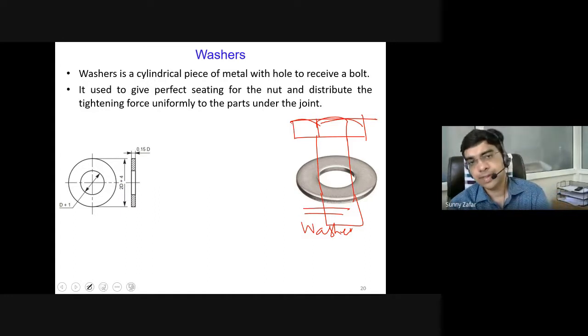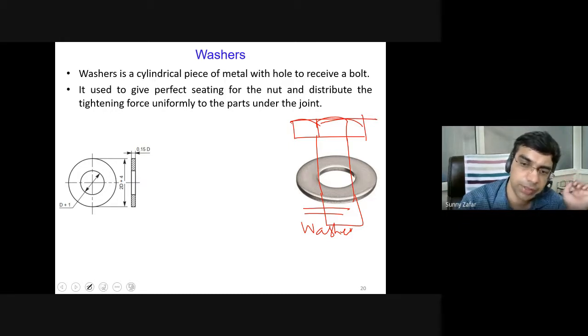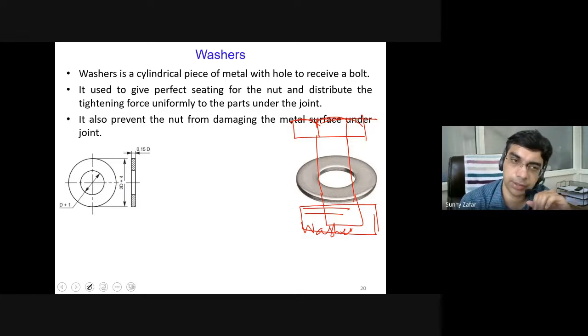The use of a washer is basically to provide perfect seating for the nut in order to distribute the tightening force uniformly. Whenever the bolt and nut are tightened together, in close space joints the nut may not completely spread the tightening force uniformly. So what is inserted in between is a washer. Here the nut will come below, and when you tighten it up, it will ensure the pressure is uniformly spread. In many cases, it also prevents the surface under the joint from getting damaged.